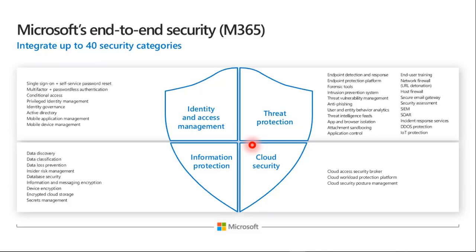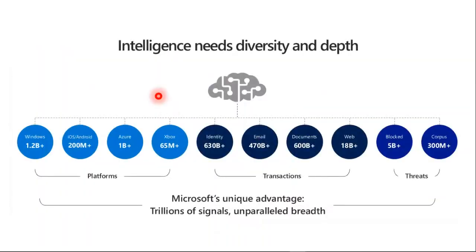I mentioned it once before, but it's really worth mentioning again. All 40 of those solution areas that I just showed you, all 4 of the core columns, from IAM to threat to cloud to protecting your information, all of that security and intelligence that we throw at those solutions are all built on this. And this is unique to Microsoft. I think, again, the number's up to over 8 trillion signals per day.